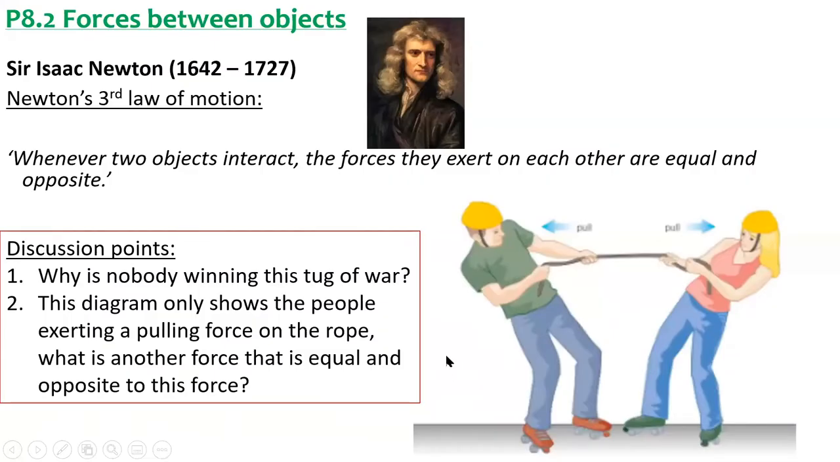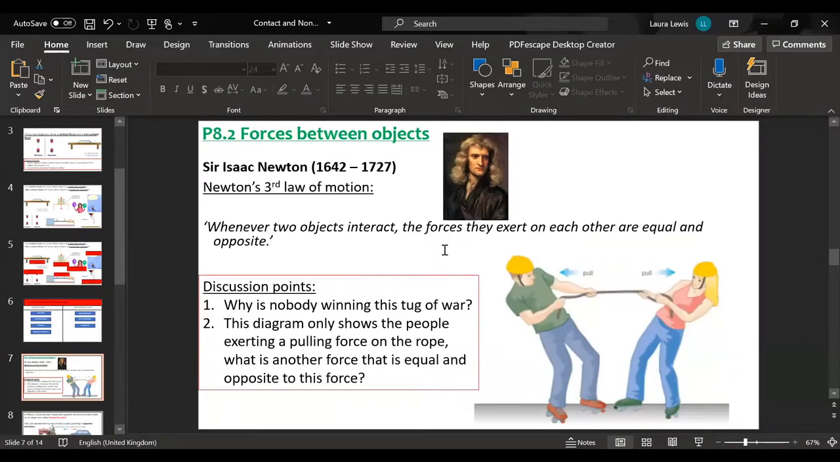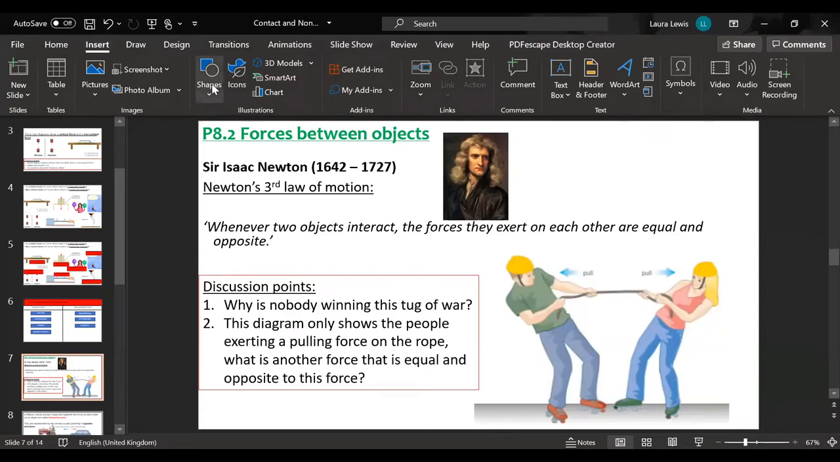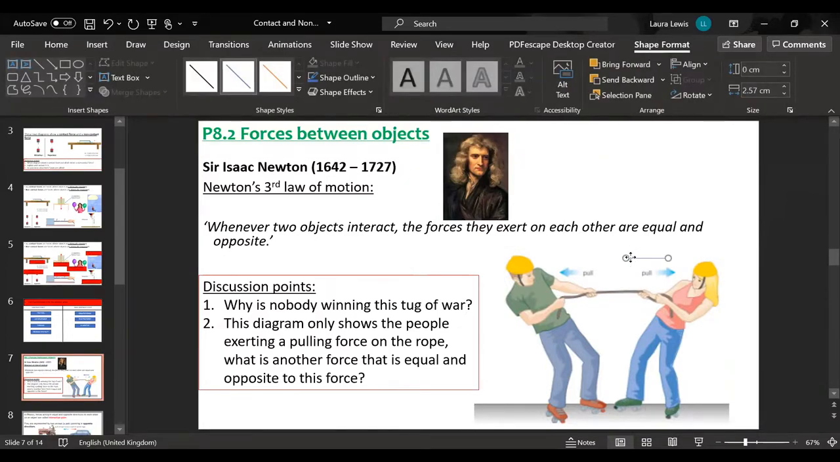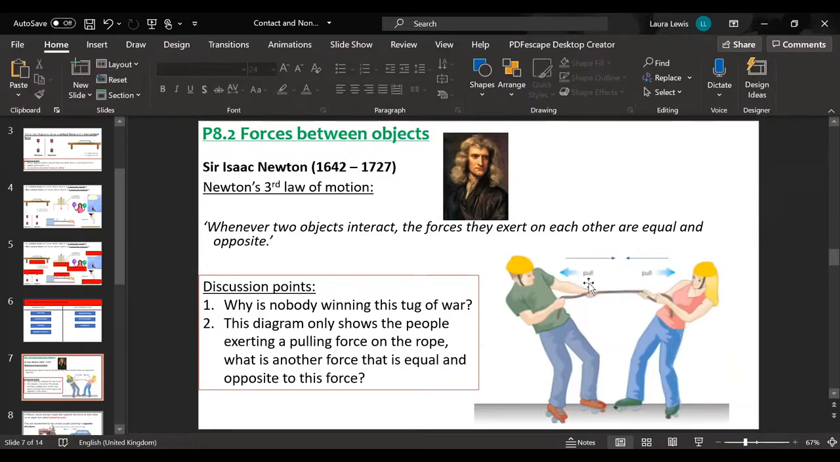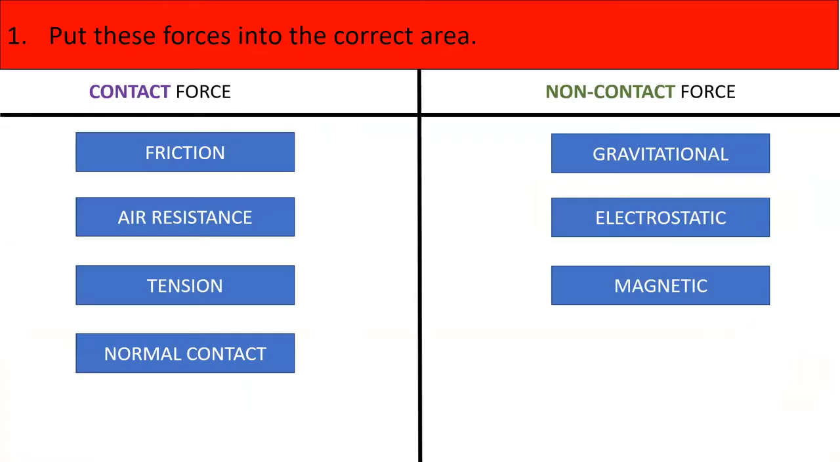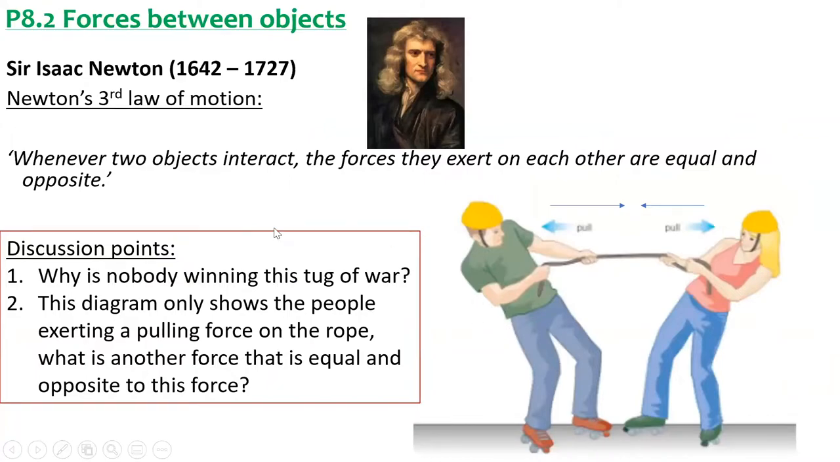So if we draw in the force of tension on there, let's insert shapes, so I have an arrow. You've got force here, and let's copy the arrow, copy, paste. I need to go the other way around. So that's the force of tension we'll be putting that way as well. So if the people are both not moving, not winning, they're both pulling with equal forces. Both pulling with equal forces there. So the other force is tension. And they're not winning because they're both pulling with equal force.